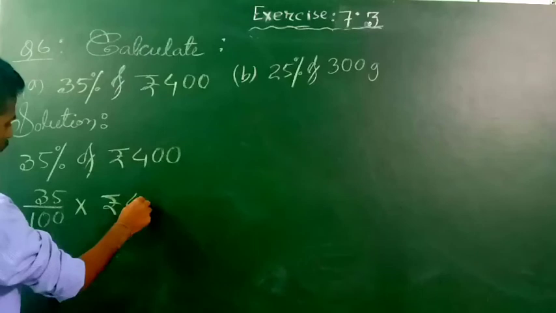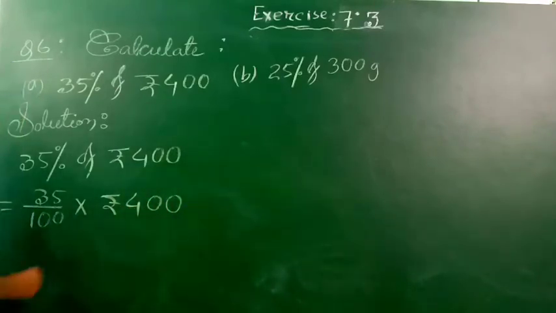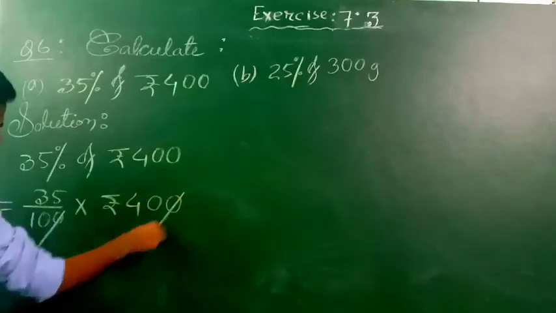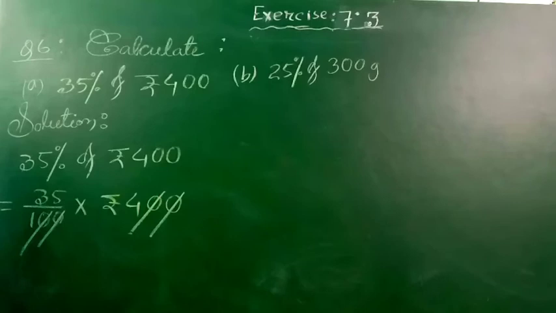Rupees 400. Now see, this zero cancels, that zero cancels. That means you've divided by 100. 100 into 1, 100. 100 into 4, 400. So in the following step, what remains? 35 into rupees 4. Numerator 35 into rupees 4, denominator nothing is there, only 1.